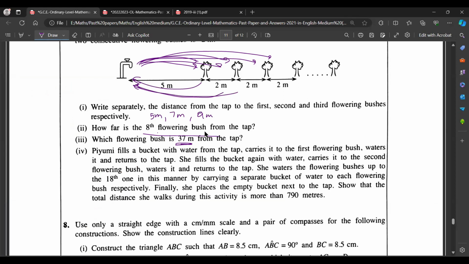Like that, up to the 18th one, carrying a separate bucket of water each time to the following bush respectively. Finally, the empty bucket is placed on the tap. Show that the total distance walked during the activity is more than 790 meters.